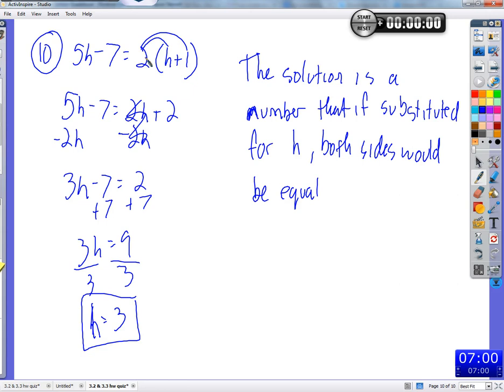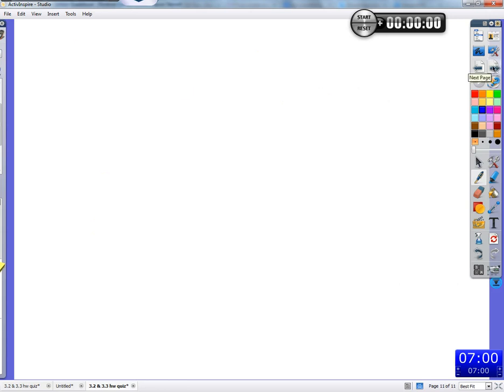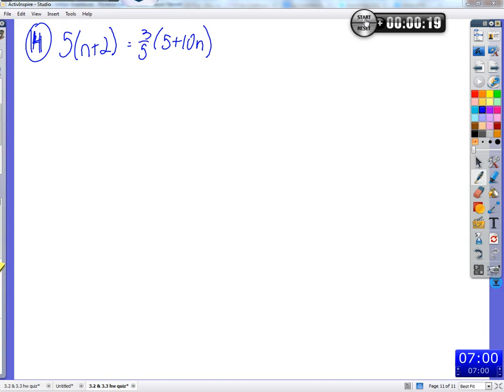Can we do one of the problems with a fraction? Sure. Let's do one with a fraction. What's a choice for a first step? Ethan? Distributive property. Okay, distributive property. Well, we got two places we could do that. Should we do both? Yes. Okay, do both.